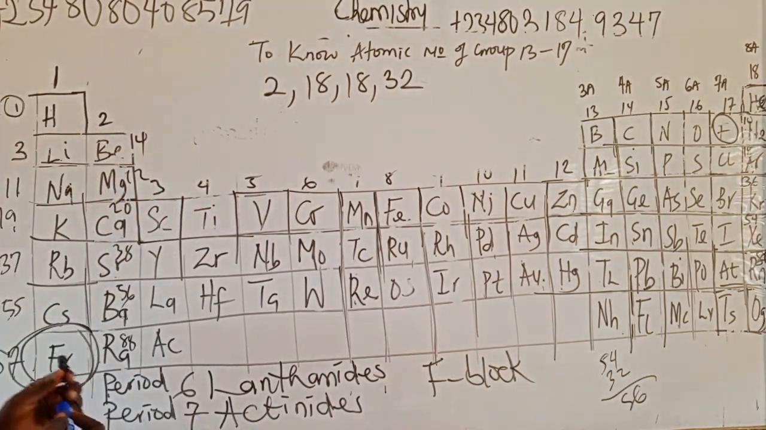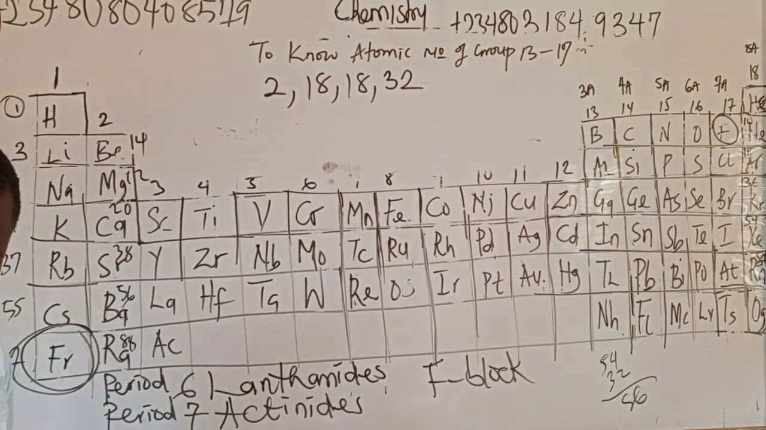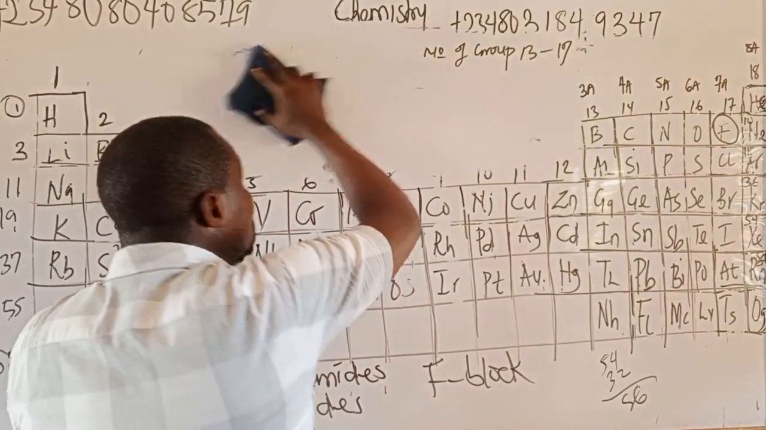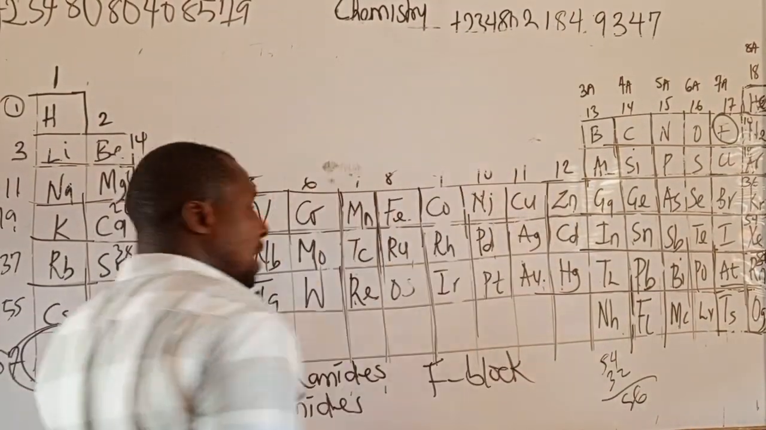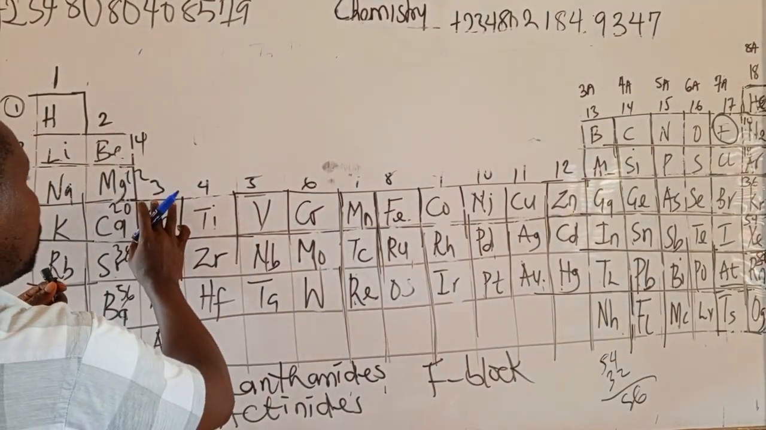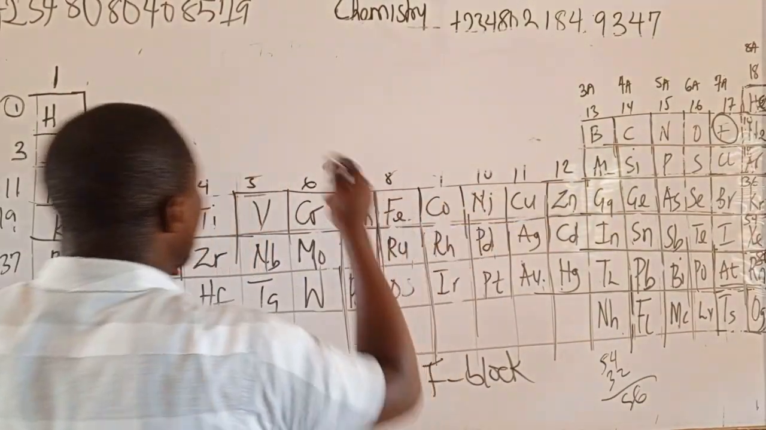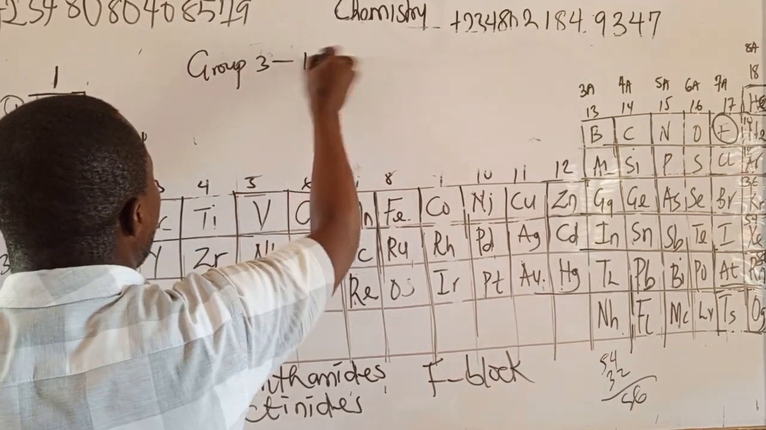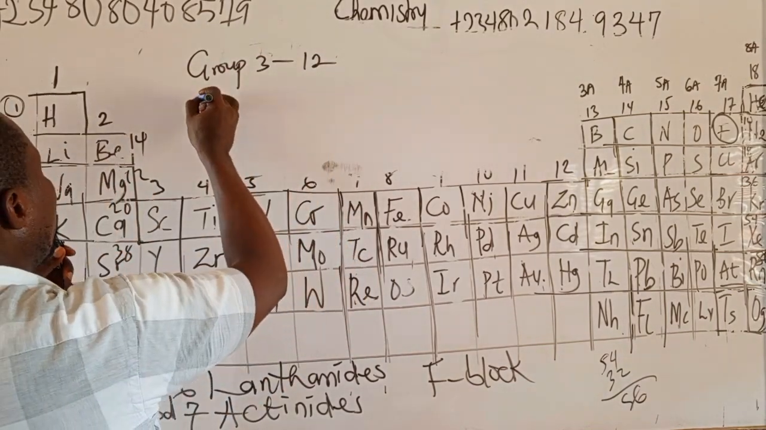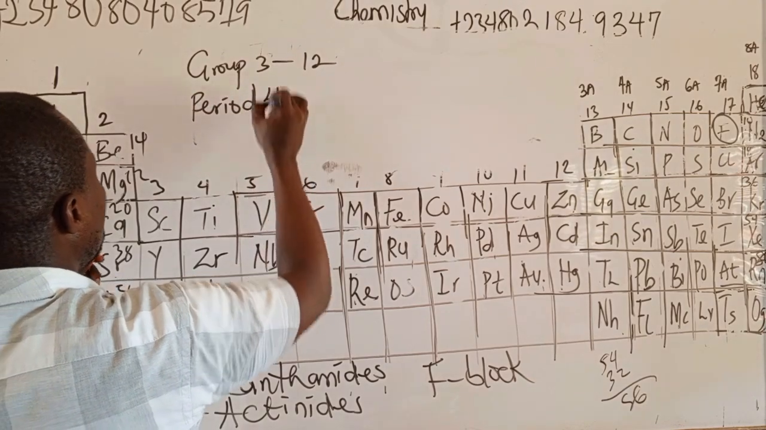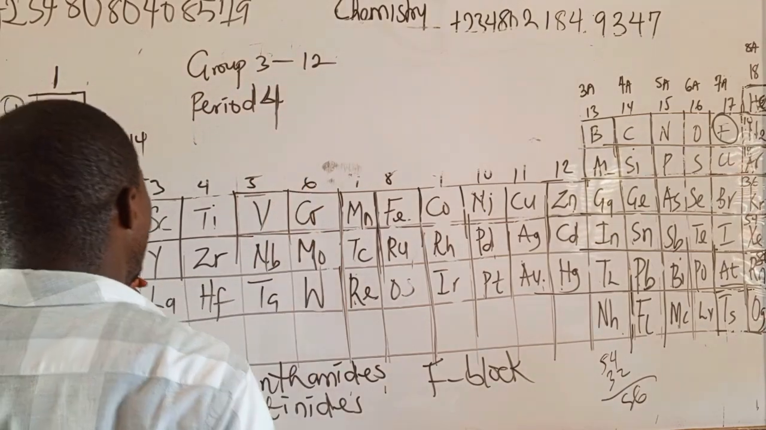Okay, let's move further. Let me quickly explain the meaning of period or the transition letters. I said the transition letters are group 3 to group 12. They are found from period 4. They start from period 4.